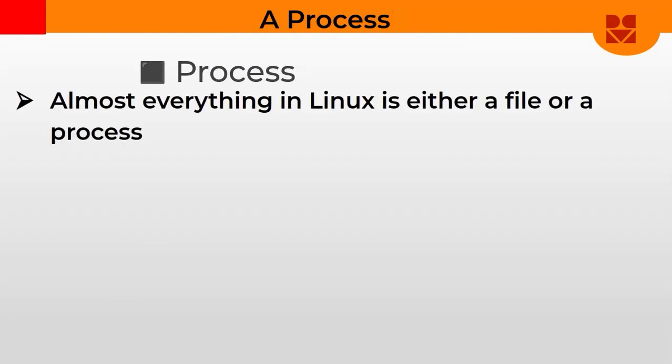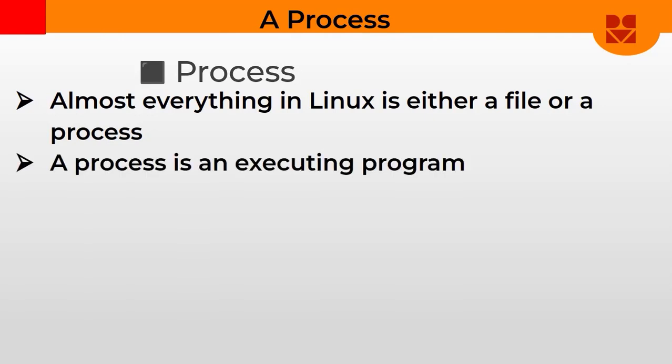because when we were talking about the kernel, I made mention of processes, managing hardware for processes and a whole lot of stuff. So let's look at what a process is. Basically, almost everything in Linux is either a file or a process, right? So a process is just an executing program. You launch a software or a program. While the program is executing, it becomes a process, right? So basically that's what a process is.